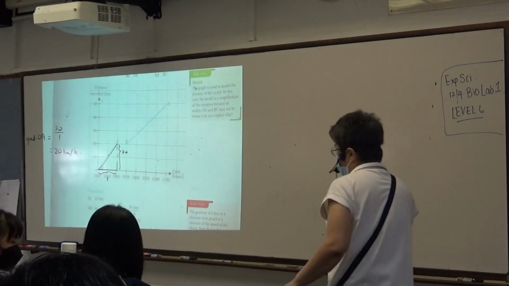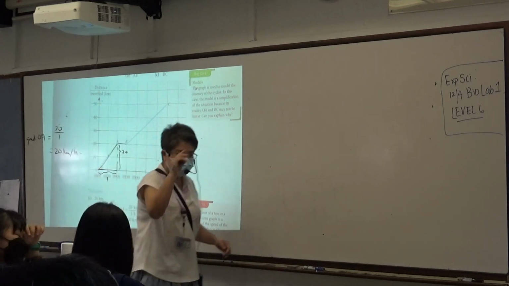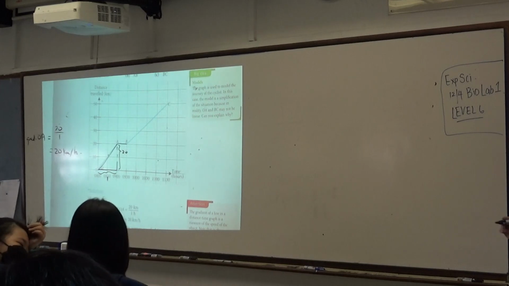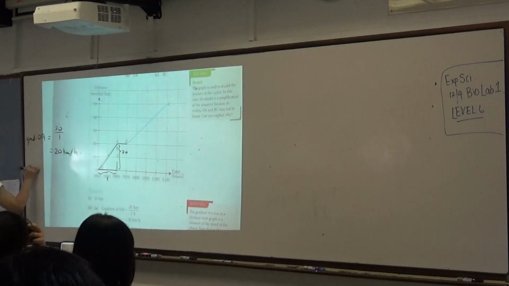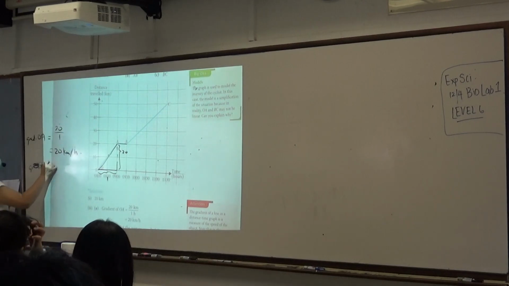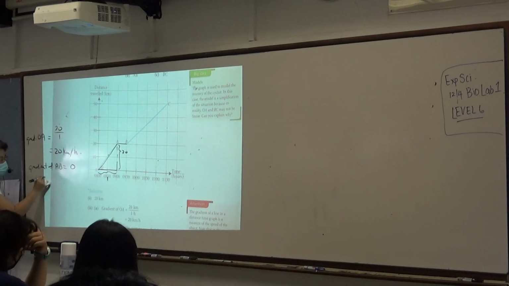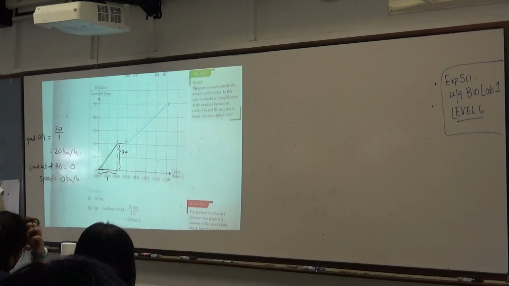Okay? Now I told you before, AB is a horizontal line. So what do you think is the gradient of AB? 0. Okay. So gradient of AB is 0. That means what? The speed is what? 0 kilometers per hour. What do you mean by 0 kilometers per hour? Not moving. There's no speed. Do you understand here? Okay.